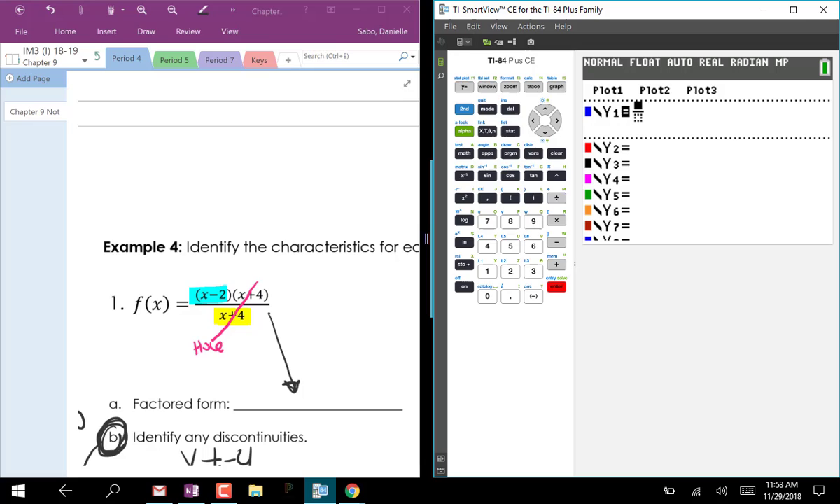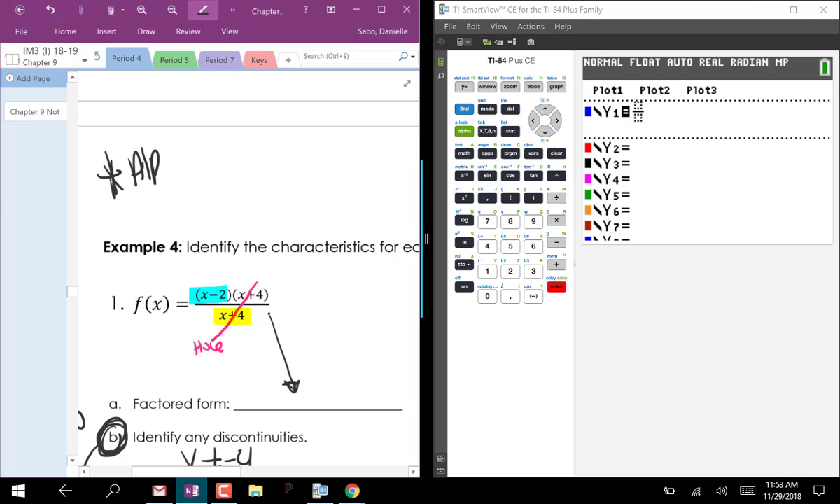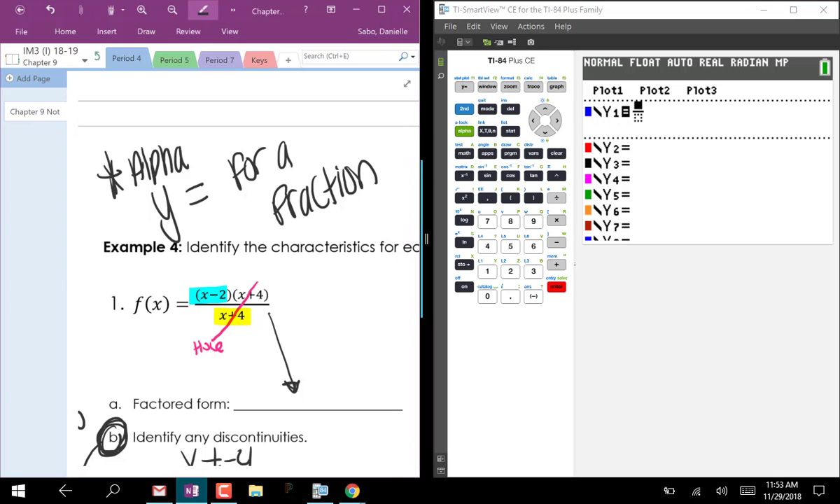And I'm going to maybe write on my notes here for you guys. For your calculator, press alpha y equals for a fraction. That way, if you're at home or you're doing your homework later, you can figure out how to get that fraction in there. Did anyone not get the fraction on their calculator? Okay, it's just typing it as we see it.